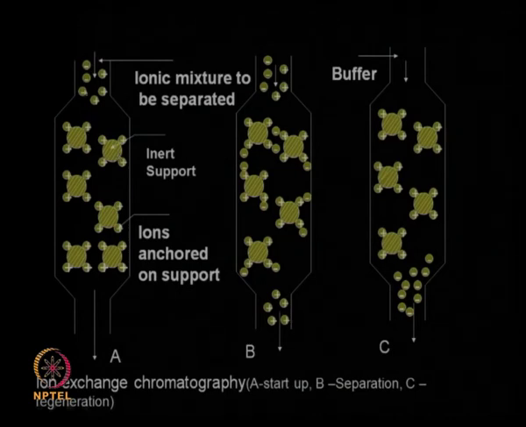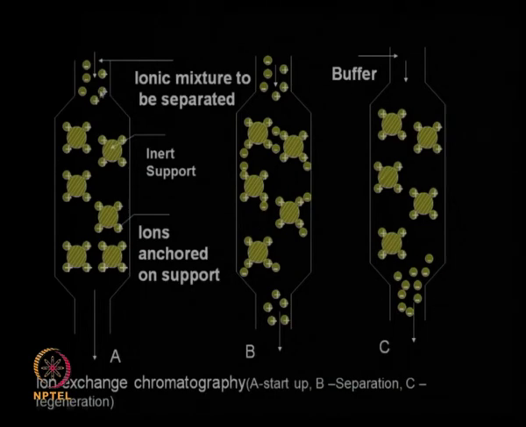Now when you feed a mixture of plus and minus, what will happen? All the minuses will bind to the pluses and the pluses will go away. So if there are proteins which have a positive charge, they will not get bound to the support, they will travel out. So proteins with negative charge will be retarded or bound. Later on when I use a buffer, I can remove all these negatively charged proteins.